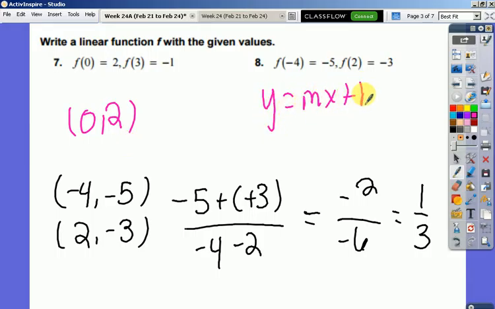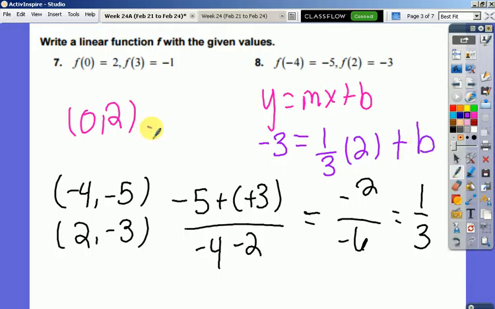Do you remember what I do from here? What y could I use? Can I use either y? Which y do you want to use? -3? Okay. If I use -3 for y, what do I plug in for m? 1/3. What do I plug in for x? 2. And then I have to solve for b. Right, remember that? Okay, so -3 equals 2/3 plus b.